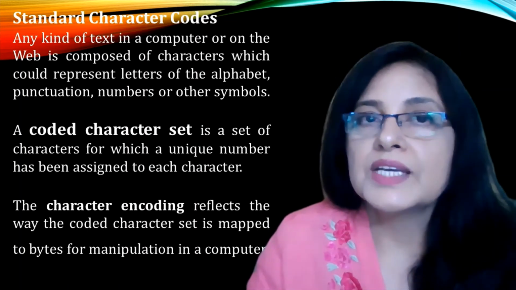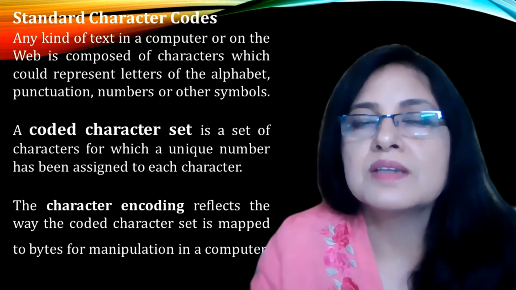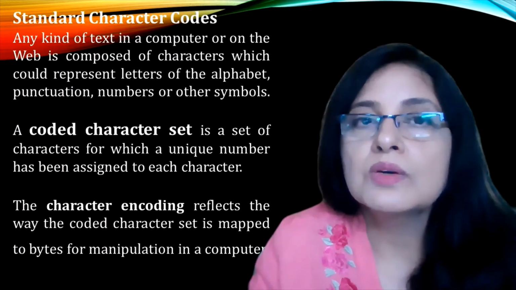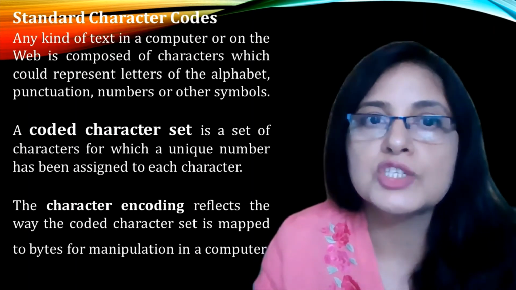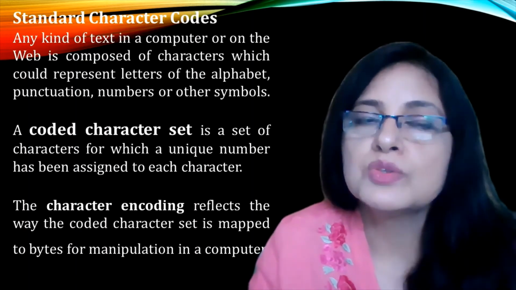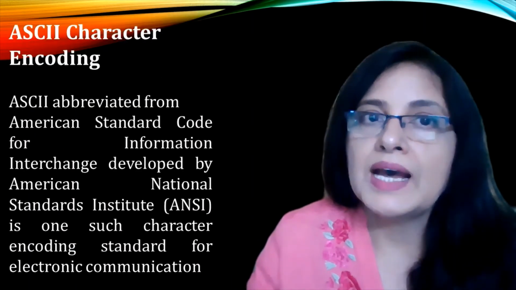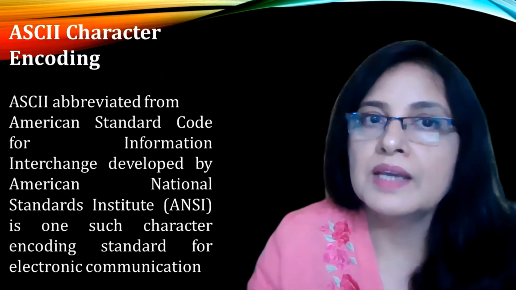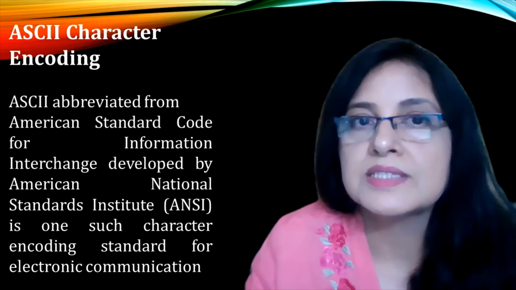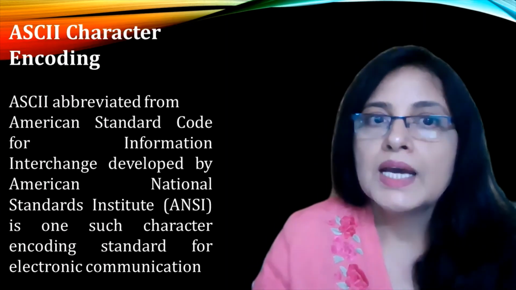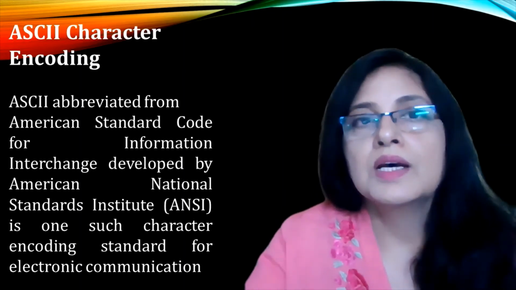Now, any kind of text on the computer or even on the web is composed of characters, which can be alphabets, numbers, special characters. So there's a coded character set, which is basically a unique number assigned to each character. And this is mapped to bytes for manipulation in the computer. Now, we start with the ASCII character encoding, which is basically American Standard Code for Information Interchange, which was developed by the American National Standards Institute, or ANSI.